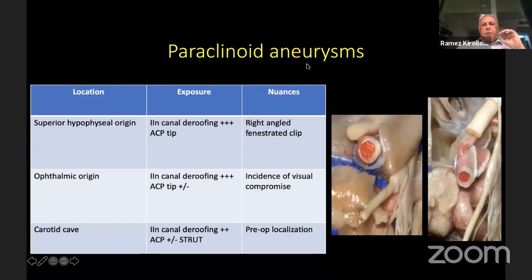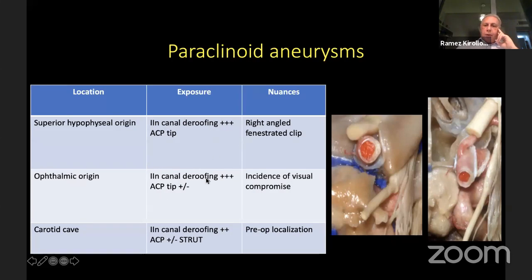Paraclinoid aneurysms are important. We put them all together because when they are large, you don't know where they are arising from. But when they are small, you can have more or less these three divisions. Some come from the superior hypophyseal origin, some come from the ophthalmic origin, and rare ones come inside the carotid cave. You can either do a total clinoidectomy every time, or you can really tailor it. And all you need is just to remove the tip. In fact, the only ones where you may have to drill the strut are the carotid cave ones, which are very rare.